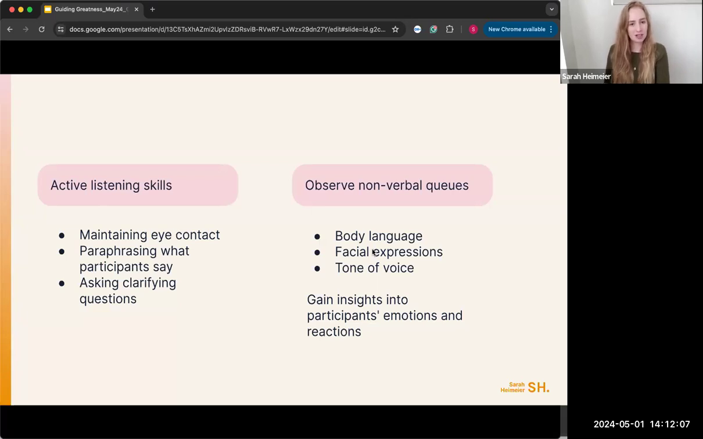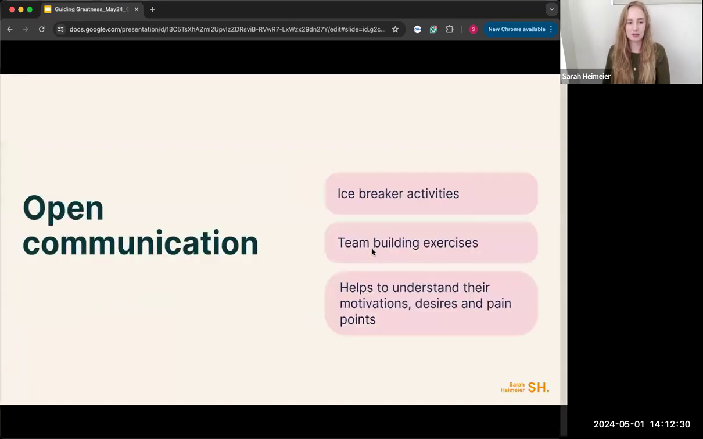Should you continue asking any more questions? Should you take a bit of a break and not ask and move on to another participant that's in your workshop? And so really starting to gain insight into the different participants' emotions and reactions to the session, so that you can then actively ask different and more questions as well.